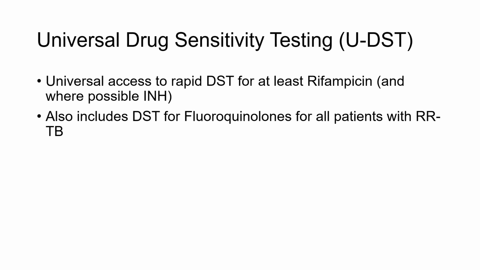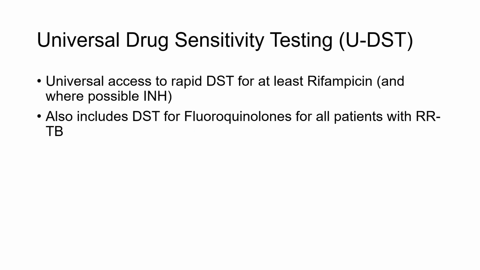What is universal drug sensitivity testing? Universal drug sensitivity testing refers to universal access to rapid drug sensitivity testing for at least rifampicin, and where possible INH, provided to all the cases. It also includes drug sensitivity testing for fluoroquinolones for all patients with rifampicin resistant TB. That means any patient diagnosed with tuberculosis should undergo rapid drug sensitivity testing for rifampicin and, if possible, INH, and any rifampicin resistant TB diagnosed should additionally be provided facility for drug sensitivity testing for fluoroquinolones.